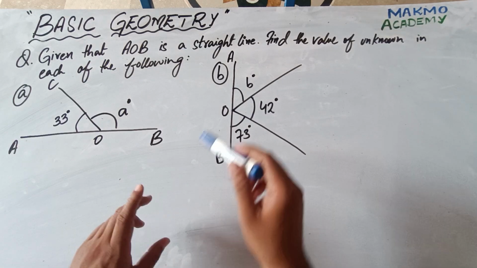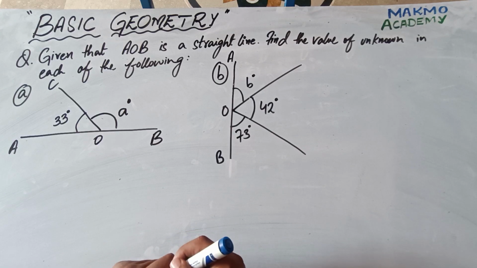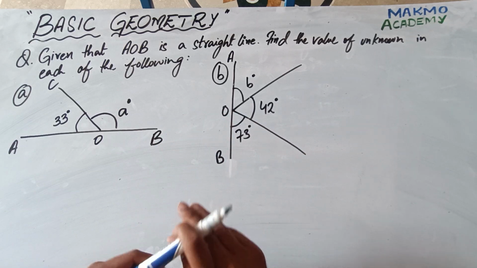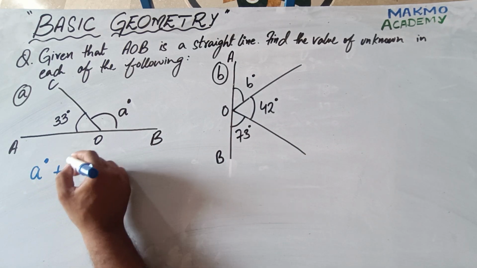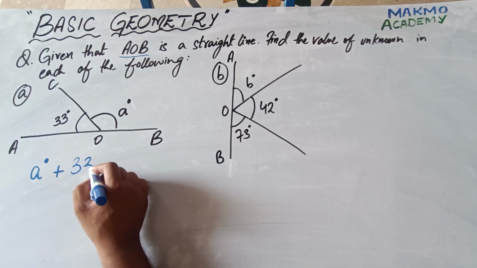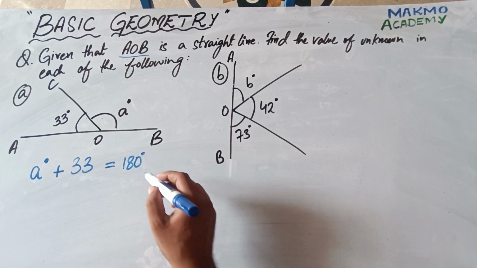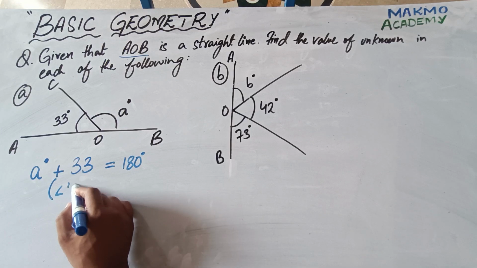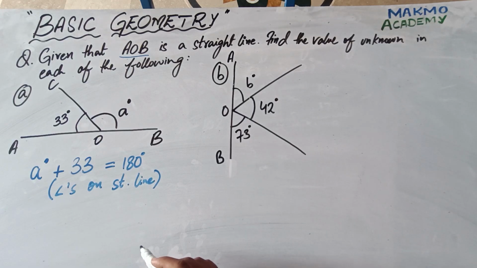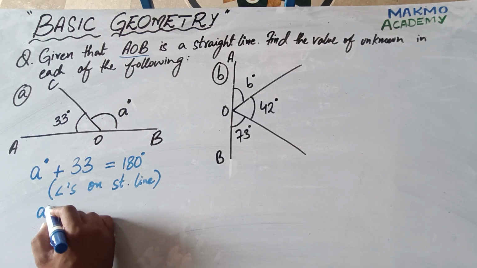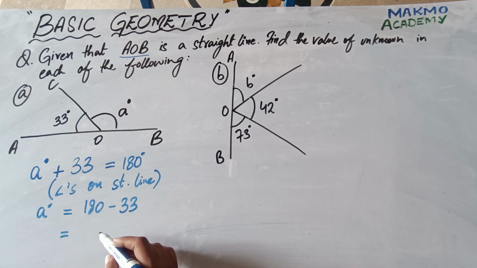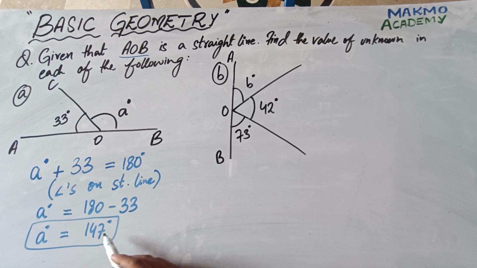So it means that the sum of all the angles on a straight line would be equal to 180 degrees, whether they are two angles or three angles. So the sum would be equal to 180 degrees. And it is also given that AOB is a straight line. It means that A plus 33 is equal to 180 degrees, and we will give the reason: angles on a straight line. Many of the time it is mandatory to give the reason. A is equal to 180 minus 33. Now if you subtract, after subtraction we will get 147.